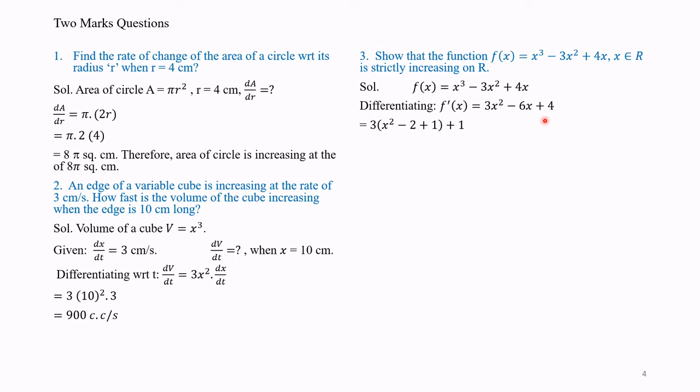If we take 3 common, it becomes 3 into x squared minus 2x. Here plus 4 is there; we write 4 as 3 plus 1, taking 3 separately and 1 separately. Since we have taken 3 common, it is 3 into x squared minus 2x plus 1.